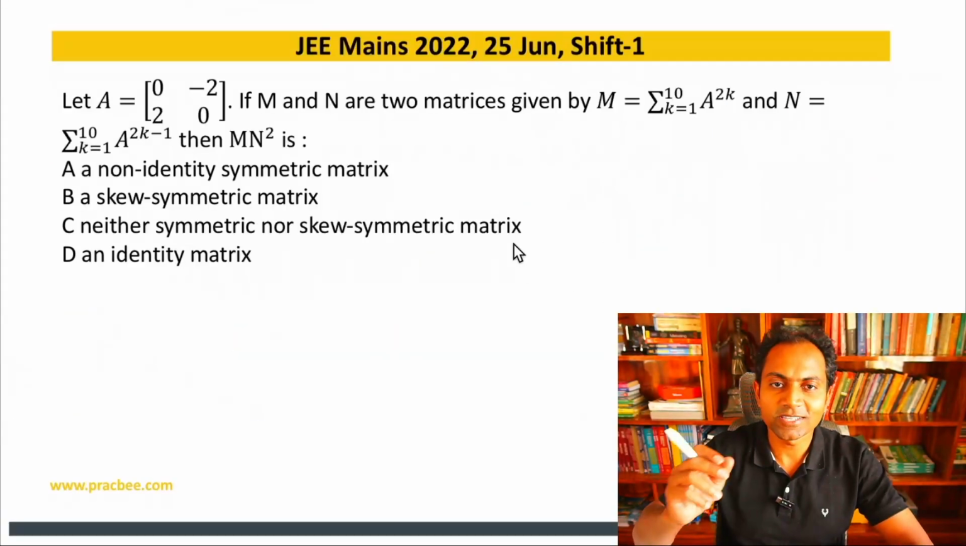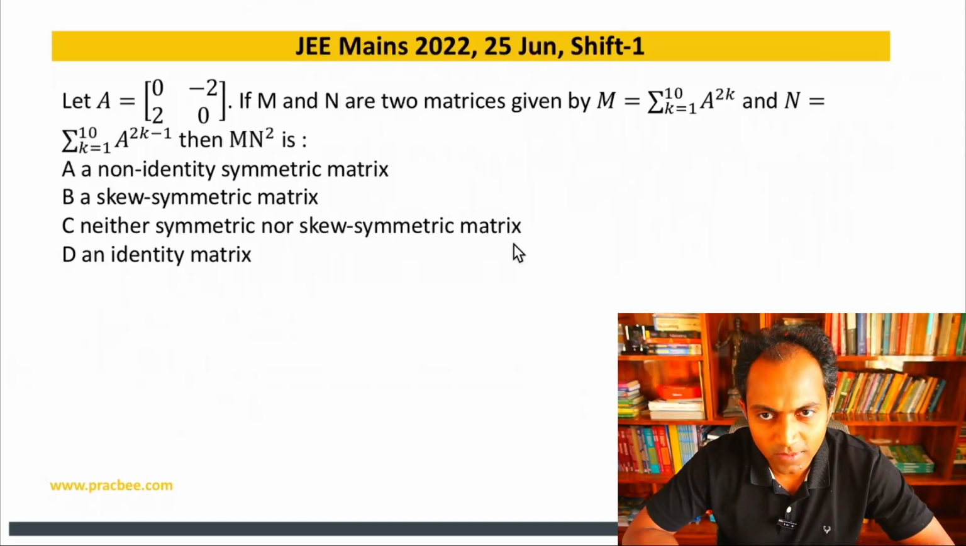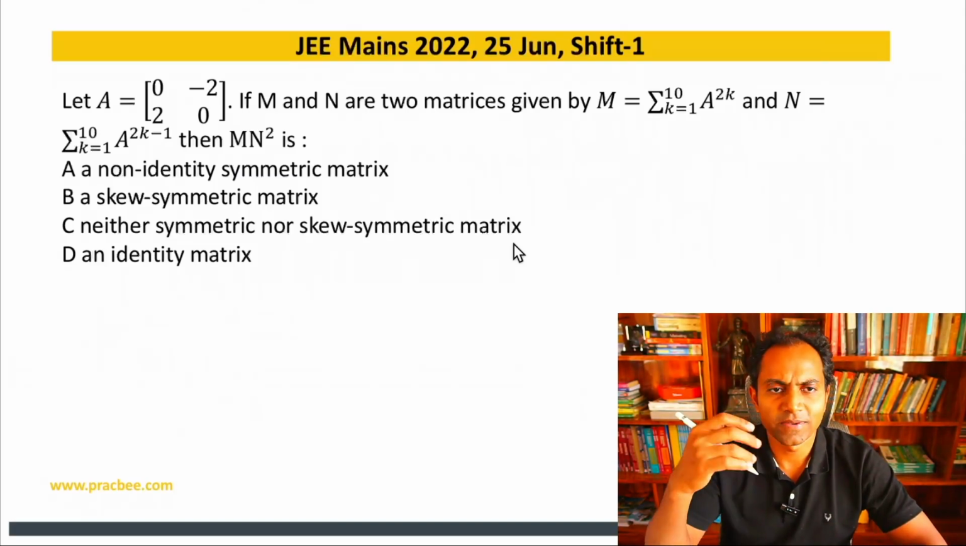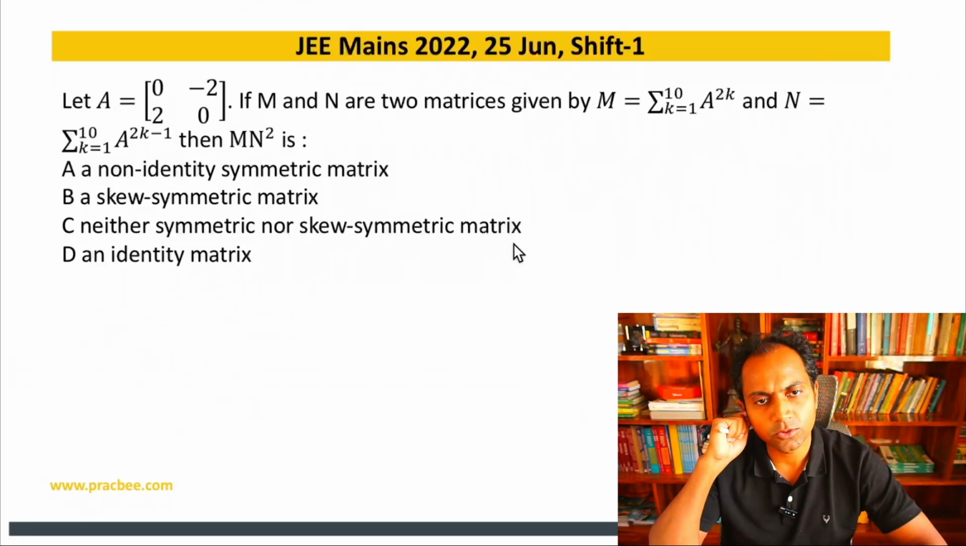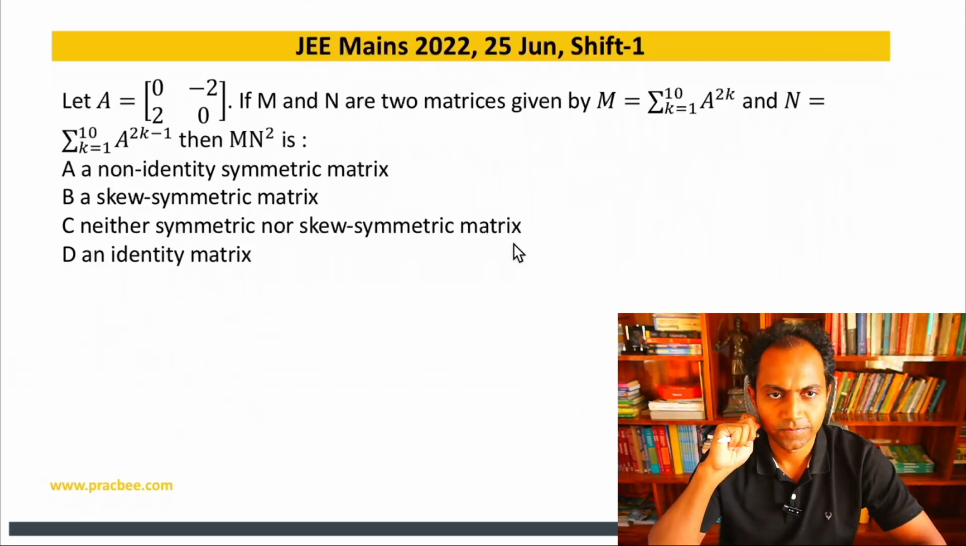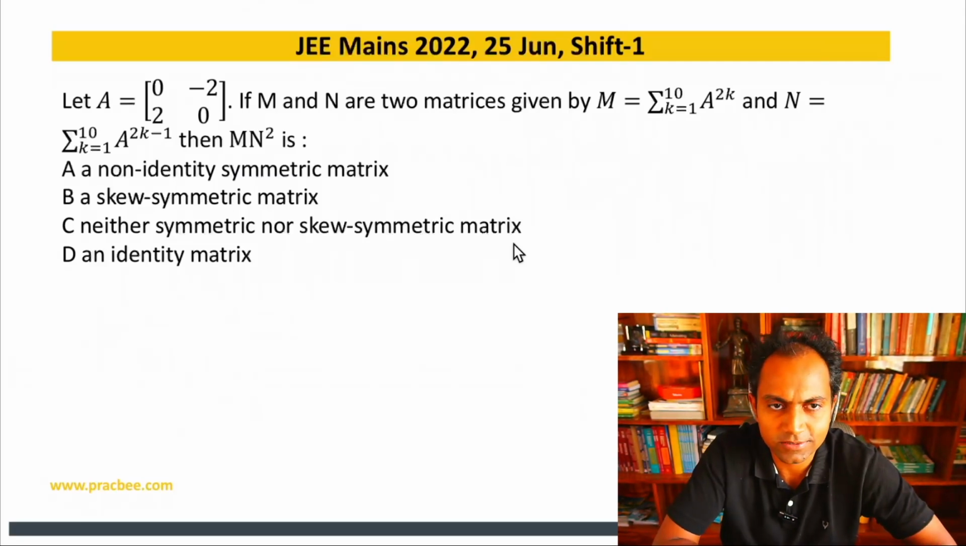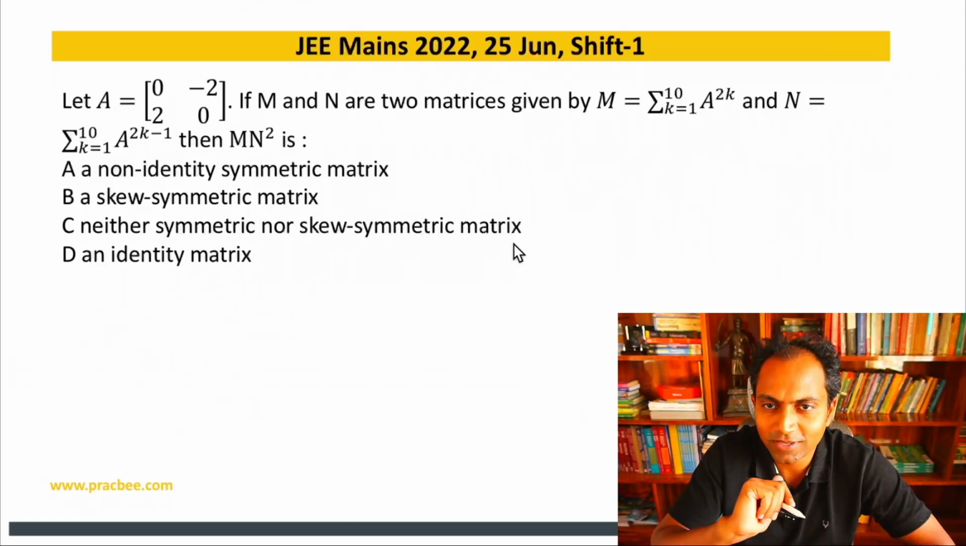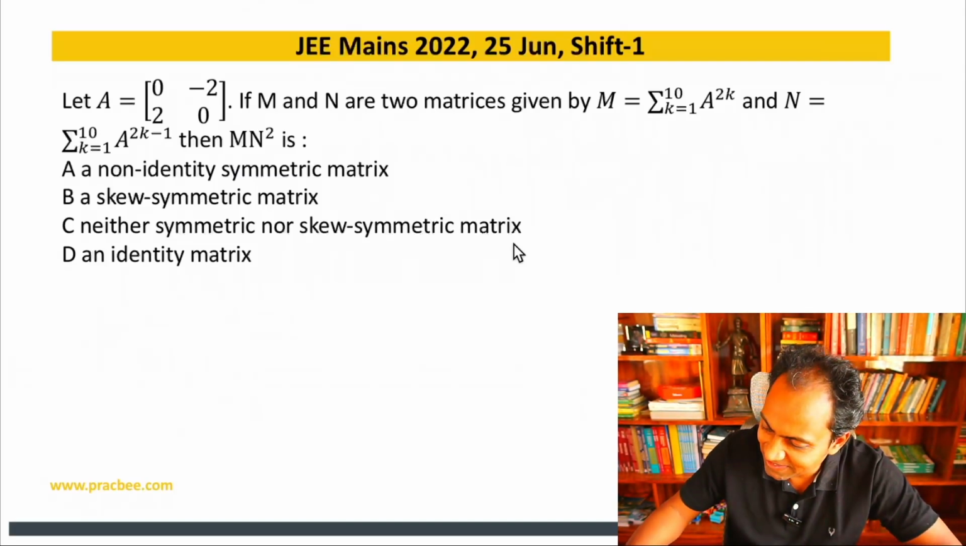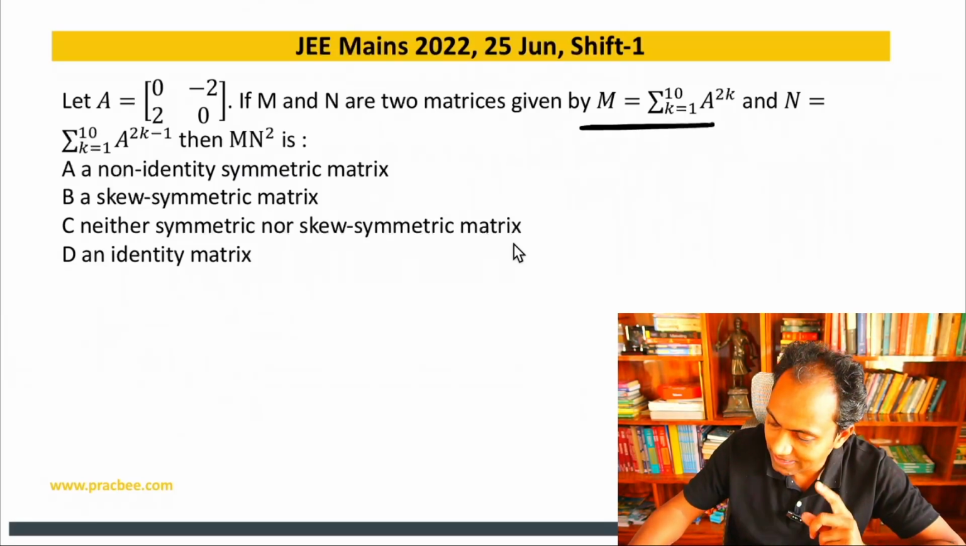Now this very interesting question was asked in 2022. Because see, on a prima facie, when you solve this question, it comes out to be neither symmetric nor skew symmetric. And if you actually solve this question, you will get that answer. But that is not the case. Why? Because if you find the sum of this series, something unique happens. Let us try it out.